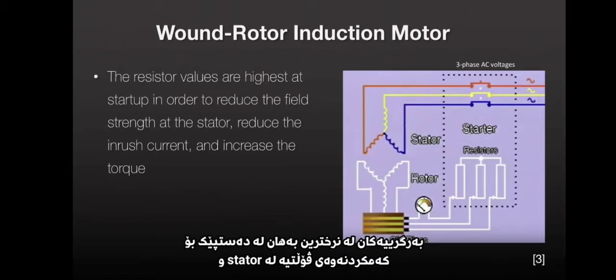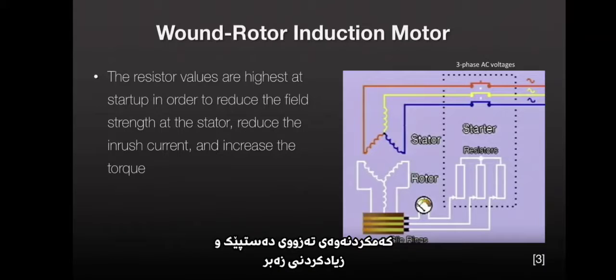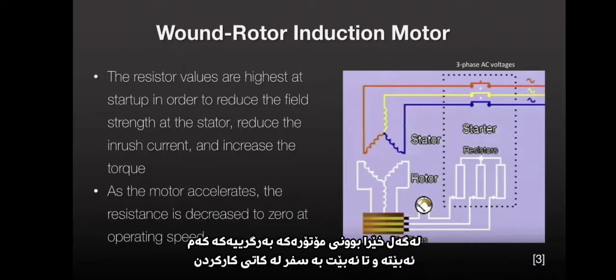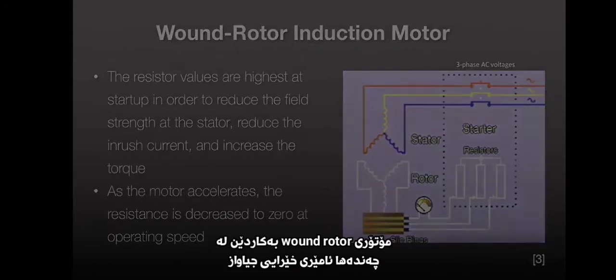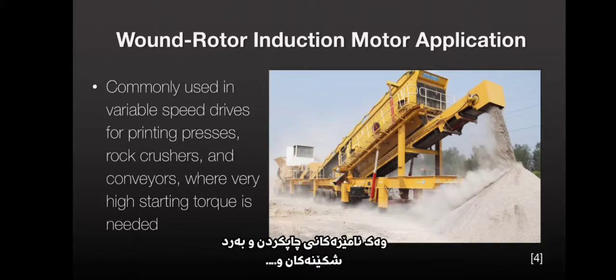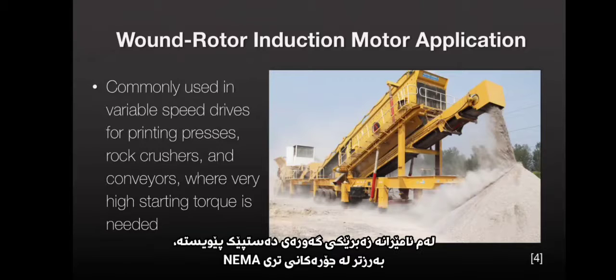The resistor values are highest at startup in order to reduce the field strength at the stator, reduce the inrush current, and increase the torque. As the motor accelerates, the resistance is decreased to 0 at operating speed. Wound rotor motors are used in variable speed drive mechanisms for printing presses, rock crushers, and conveyors. Very high starting torque is needed in those machines, higher than you can get in a NEMA Type D motor.